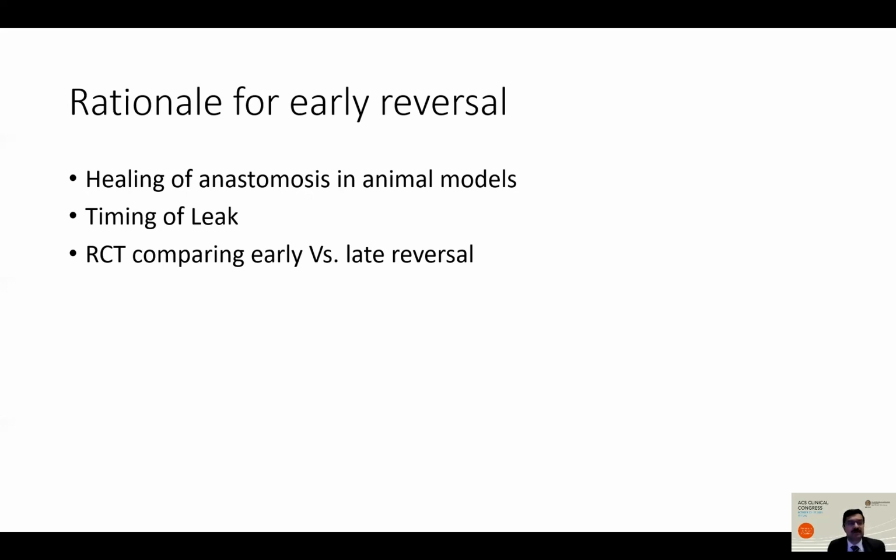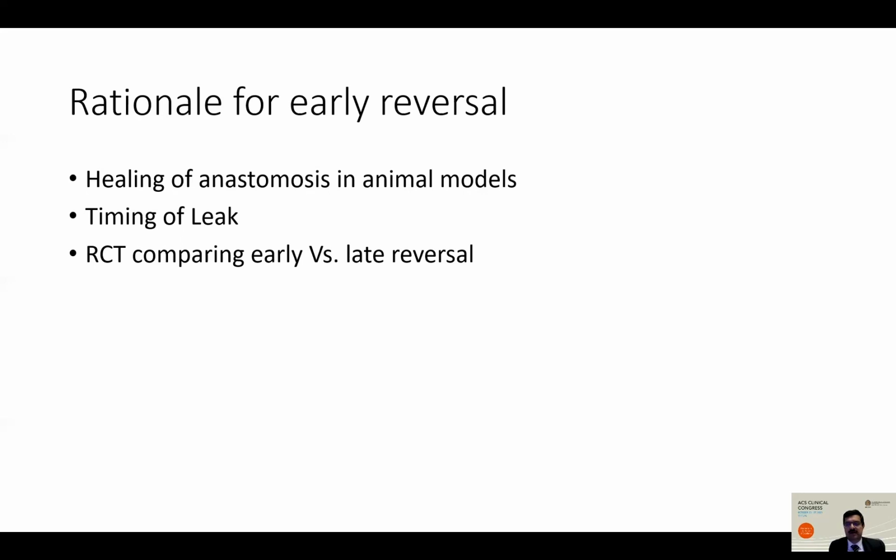When we look at healing of anastomosis in animal models, we see that collagen deposition occurs such that between days 7 and 10, the synthesis of collagen overtakes that of dissolution, which makes the anastomosis quite stable by day 10. And thus, if the anastomosis is protected up to day 10, theoretically, we should avoid the chances of a leak. Timing of leak: most anastomotic leaks happen in the first 2 weeks.